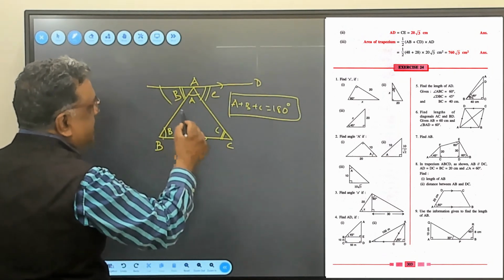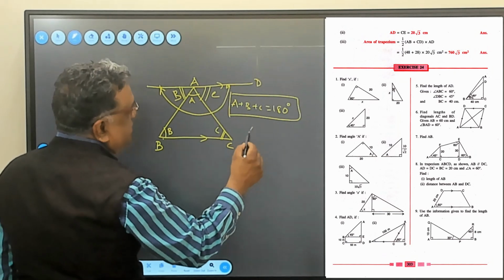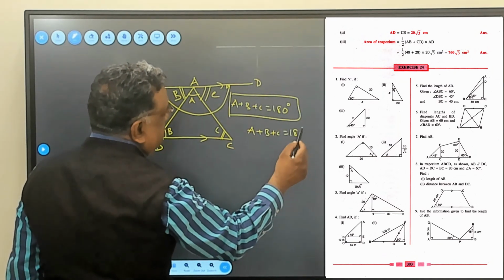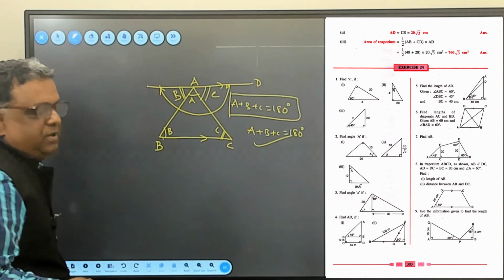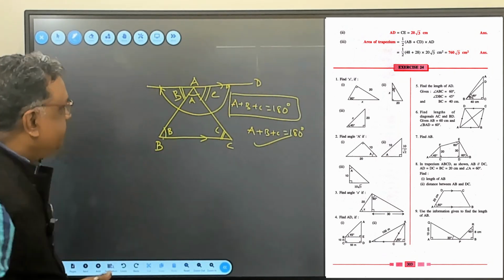Now I know that this entire angle is 180. So angle A plus angle B plus angle C is 180 degrees. Bingo. So this is what we have to use, nothing else: the concept of parallel lines and the concept that the sum of angles is 180. Okay.